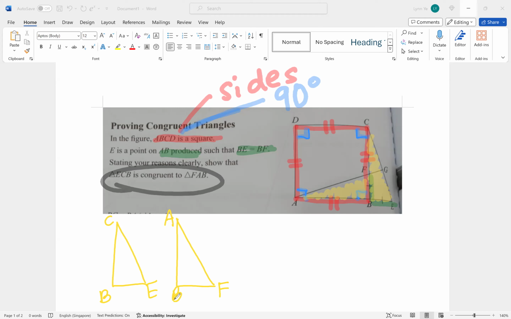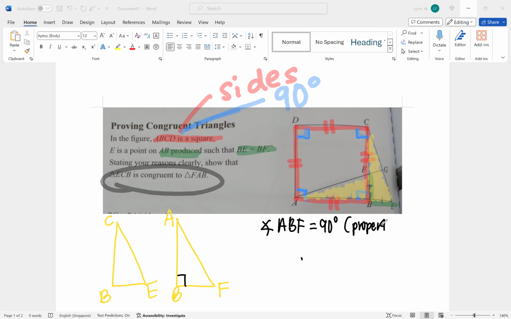So right now, I look at the question, what is given already? The one given is everything that is being highlighted. So any clues am I being given? A, B, F. Yes, correct. Angle ABF. What about angle ABF? Angle ABF is 90 degrees. Why? How come we know that it's 90 degrees? Very good. Properties of square.